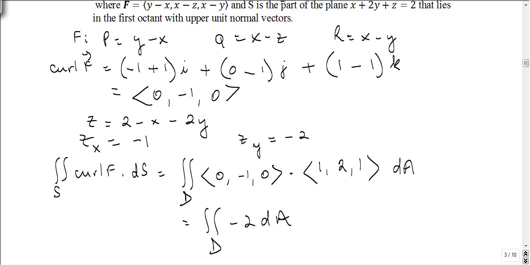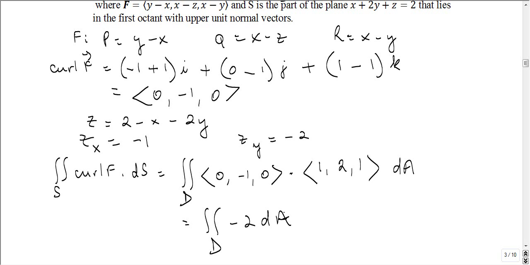Now, what are your limits? Here we definitely have to project this into the xy plane. So we're going right back to whenever we did that. Look, go back. It lies in the first octant, right? So the first octant is like the first quadrant, good? In other words, your z is all positive, greater than or equal to 0.